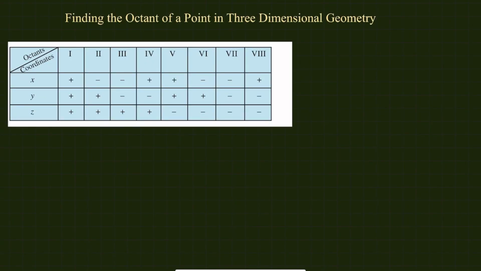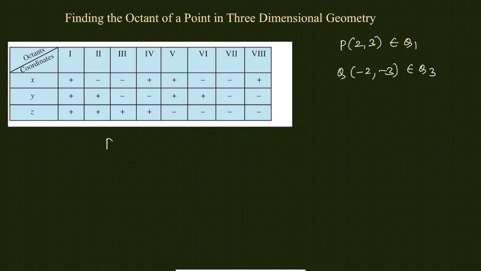Hello students, in this class I am going to teach you how to find the octant of a point in 3D. In two-dimensional geometry we already know how to find the address of a point. Suppose I consider P of 2, 3, then both x and y are positive, so the point P belongs to the first quadrant. If I consider the coordinates of the point Q as -2, -3, here x is negative and y is negative, so it belongs to the third quadrant.